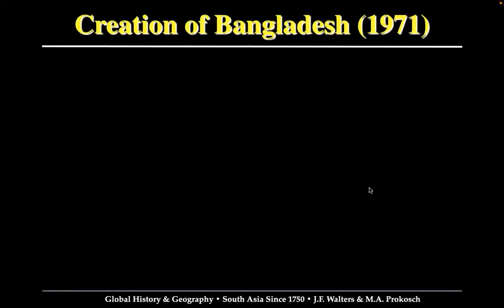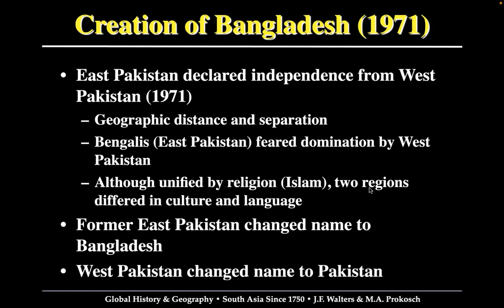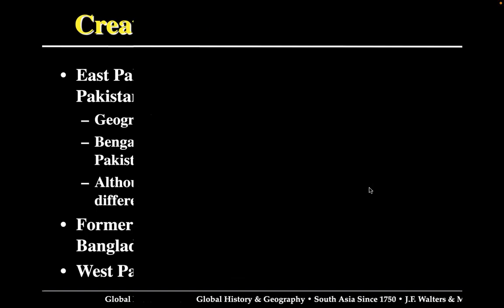All right. Creation of Bangladesh. Initially, we know we have West Pakistan and East Pakistan, and East Pakistan declares independence from West Pakistan. Why? Because they are different ethnic groups, Bengalis. And when this happens, East Pakistan officially becomes Bangladesh, and West Pakistan simply takes the name Pakistan.